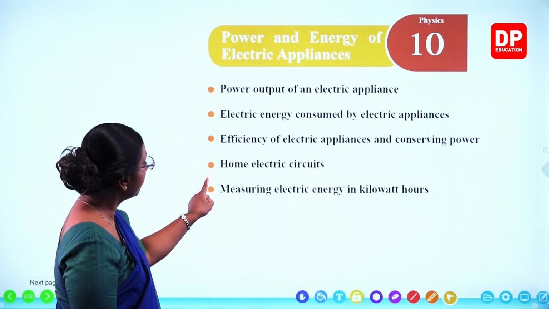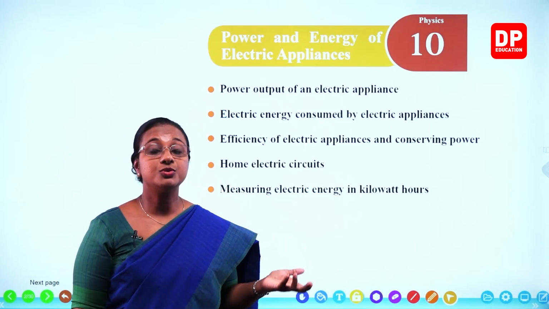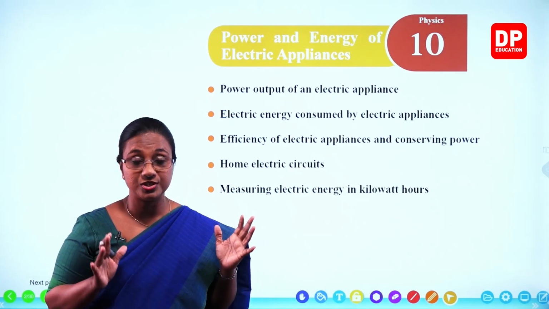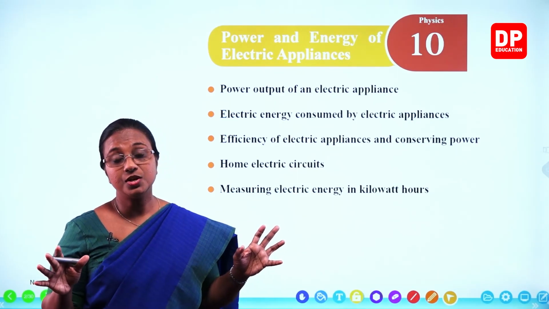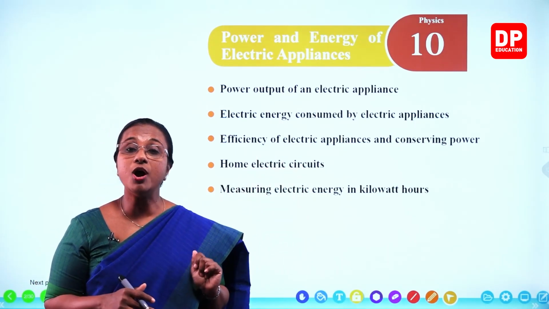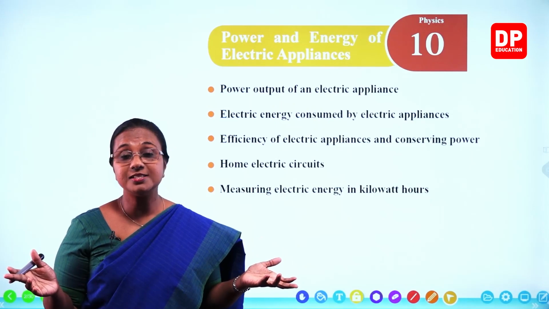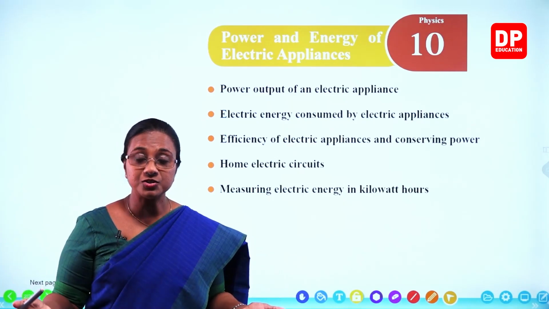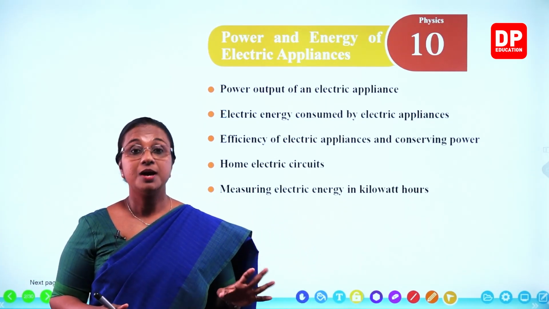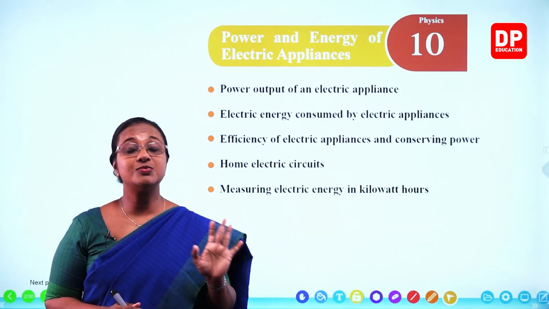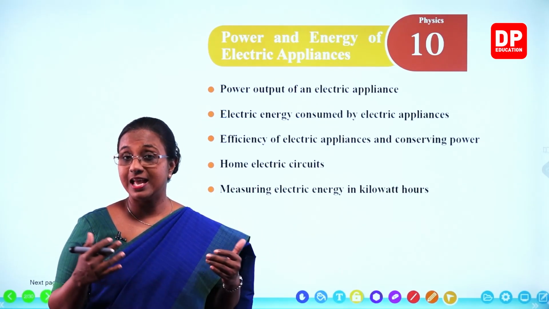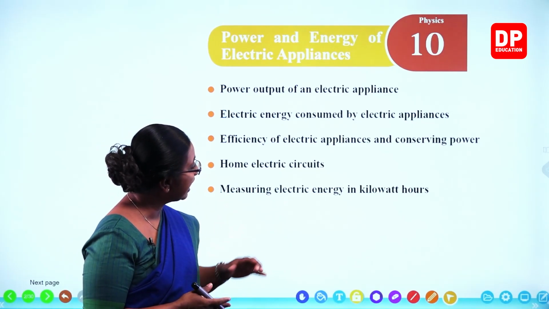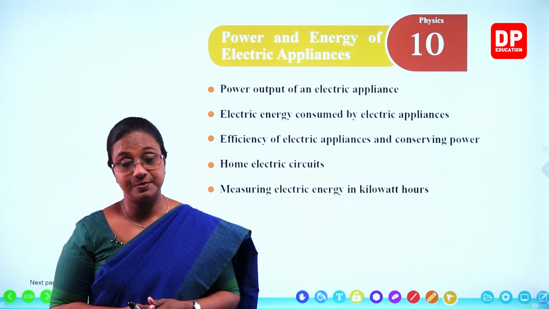Then, like I said, home electric circuits. Household electric circuits or home electric circuit or domestic electric circuit refers to the same thing. All the main components present in your household circuit. You have seen some of those, like the main switch, trip switch, the bulbs, the plug sockets, those are all familiar to you. But we will be looking at all these components one by one and we will try to understand their function as well. Then the last topic is measuring electric energy in kilowatt hours.